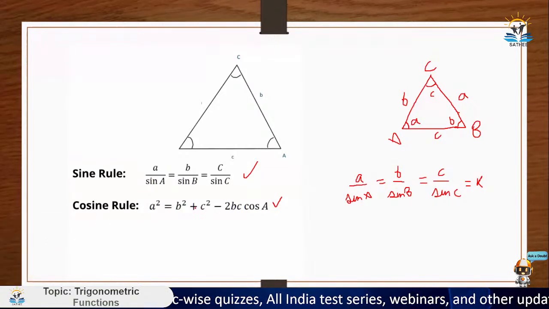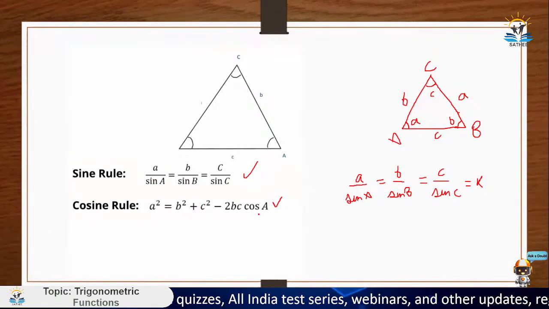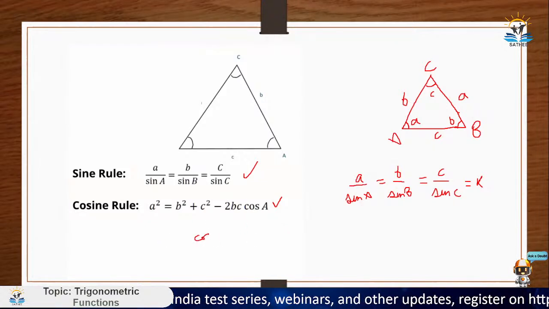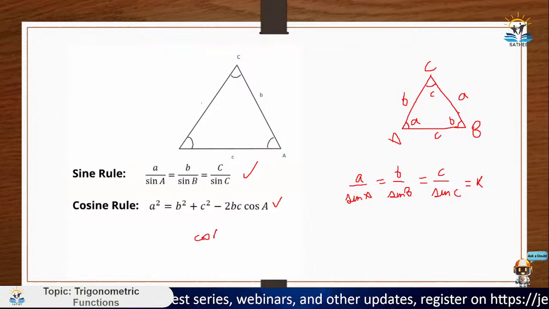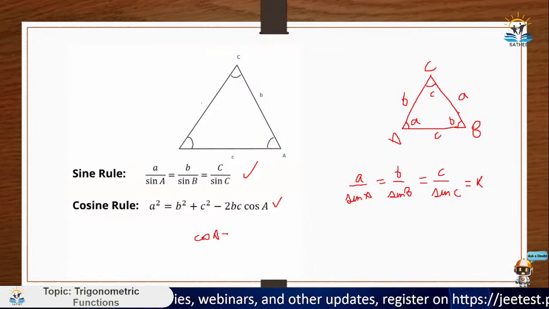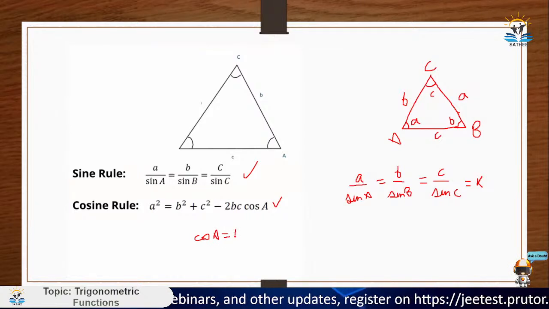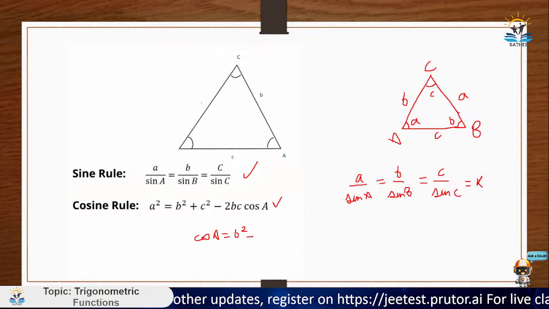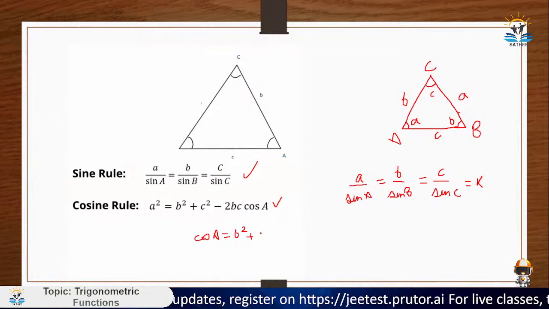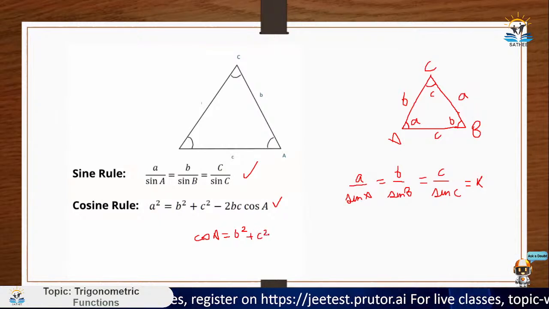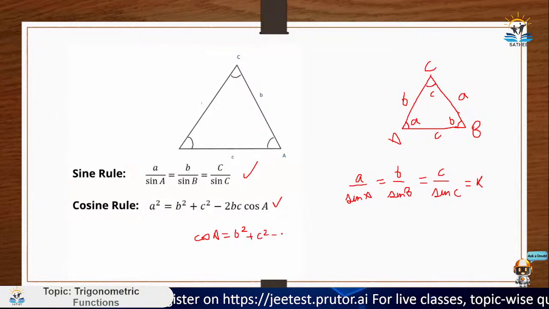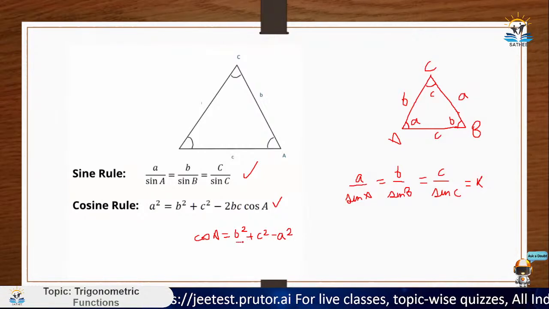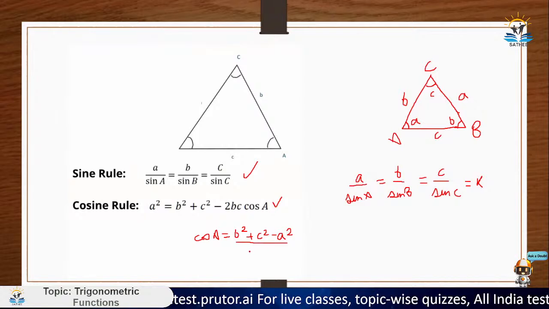And then same with cosine. A square is equal to b square plus c square minus 2bc cos A. You can remember this also. This is very basic. Cos A is equal to b square plus c square minus a square upon 2bc. And similarly, you can write the other two also for cos B and cos C.